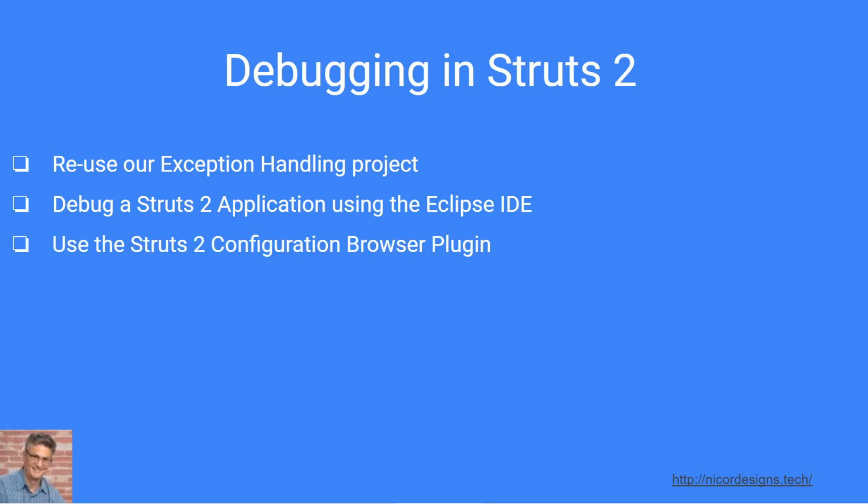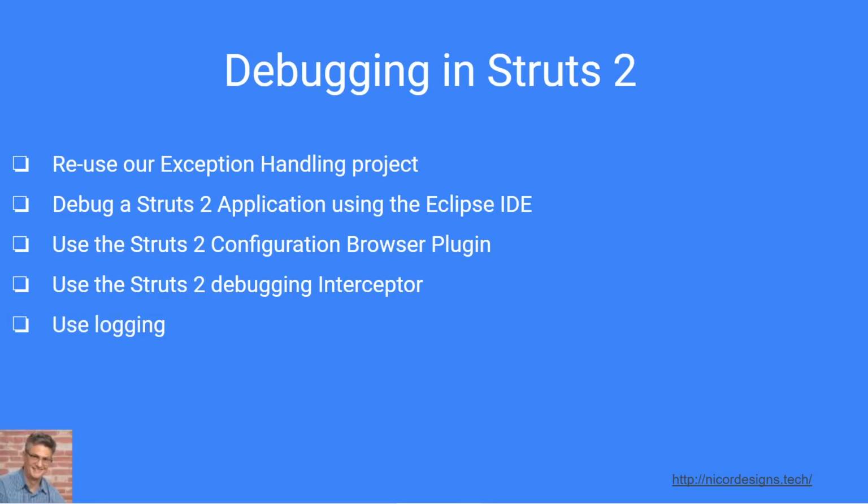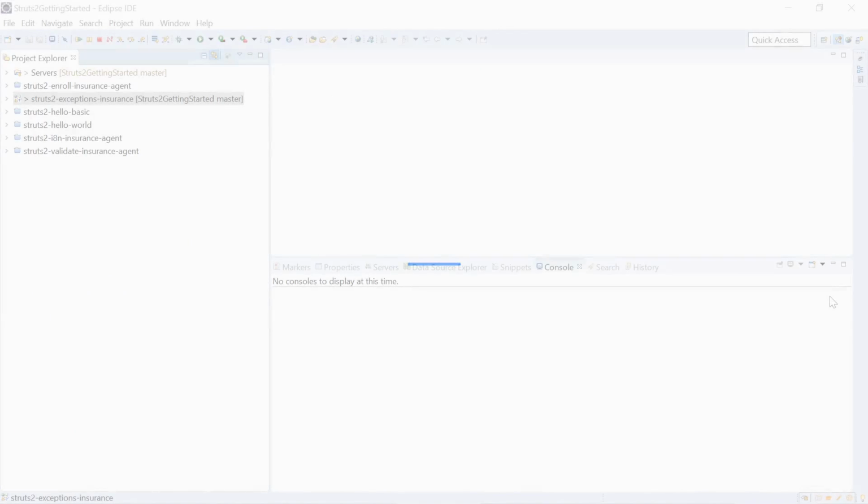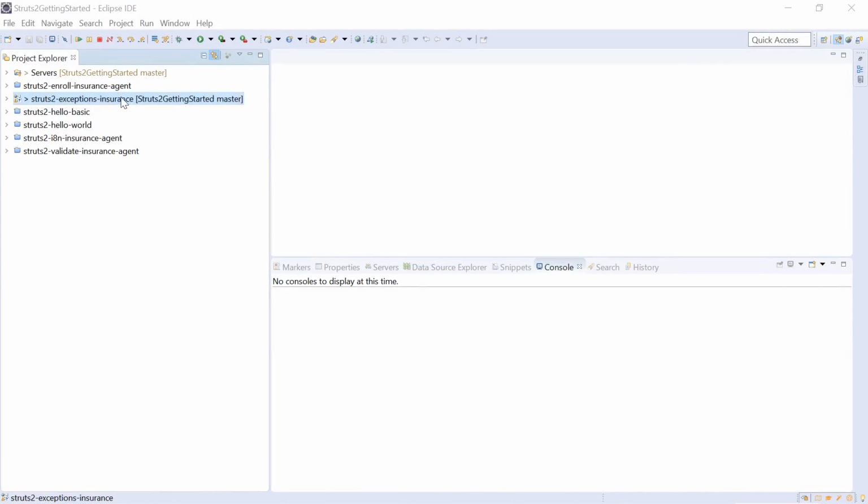Then we will use the Struts 2 browser configuration plugin to help with debugging. Then we will have a look at the Struts 2 debugging interceptor. And finally, we will take a look at logging again. Okay, let's move over to Eclipse. So let's start by copying our exceptions project.